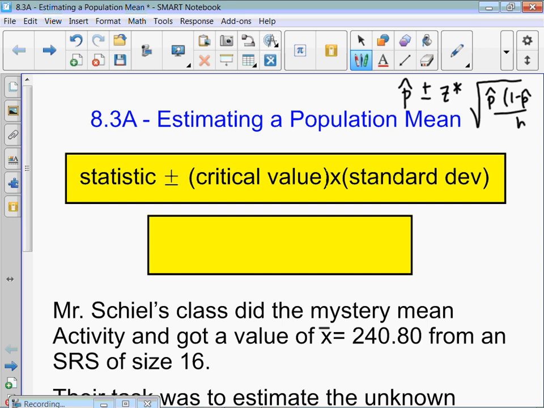Okay. So for the formula for estimating a population mean, what do you guys think the statistic's going to be instead of p hat? It's going to be x bar. And the critical value is z star, only if we know one thing, which we will talk about. And then for the standard deviation of the statistic, it's no longer the p hat formula here. Anybody remember the formula we used in chapter 7 where we could find the standard deviation of x bar?